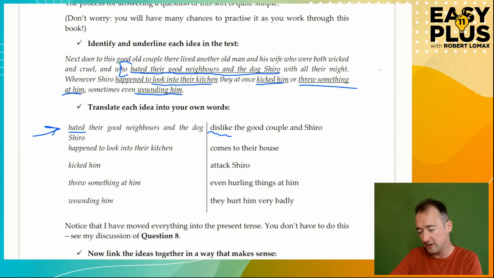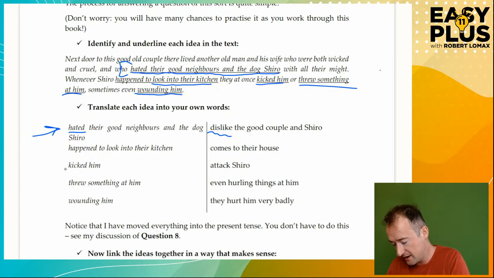Now you may say that doesn't convey the idea of a kitchen. That's because the kitchen is not important. What matters here is that Shiro just turns up at their house, doesn't do anything particularly problematic, and they beat him up, which is horrible, okay? So the kitchen thing doesn't matter. I'm showing that I understand what matters, which is simply that Shiro comes to their house and they kicked him.